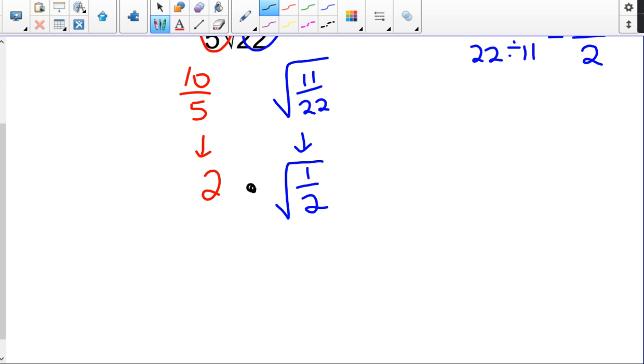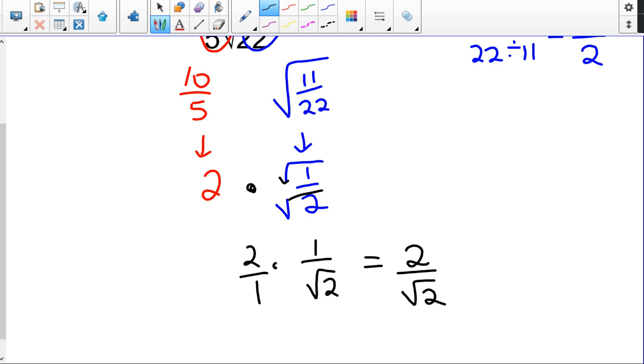Now, square root of 1/2 can also be written as square root of 1 divided by square root of 2, okay? Square root of 1 is just 1, so that's 1 over square root of 2, right? Square root of 1 is 1 because 1 times 1 equals 1. So I have 2 times 1 over root 2. 2 times 1 multiplying across is 2. Nothing on the bottom is 2 wholes, so that would be 1 times square root of 2. I have 2 over square root of 2.